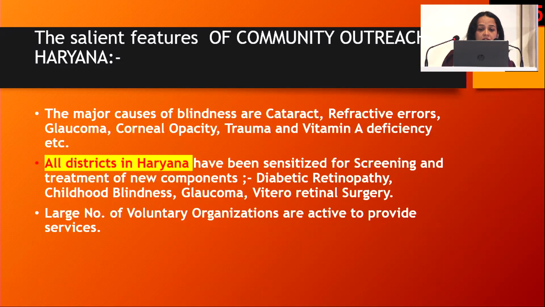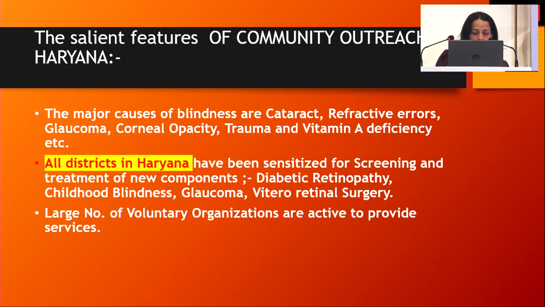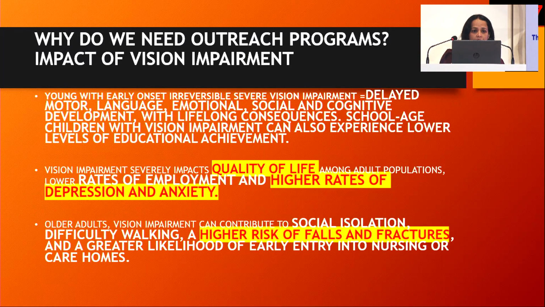Also, all the districts in Haryana have been sensitized for the newer components like diabetic retinopathy, childhood blindness, glaucoma, vitreoretinal surgeries. Again, why do we need these outreach programs? As we know, the earlier the age, the delayed motor, language, emotional, social, and cognitive development, which has lifelong consequences and later on affects the quality of life also.